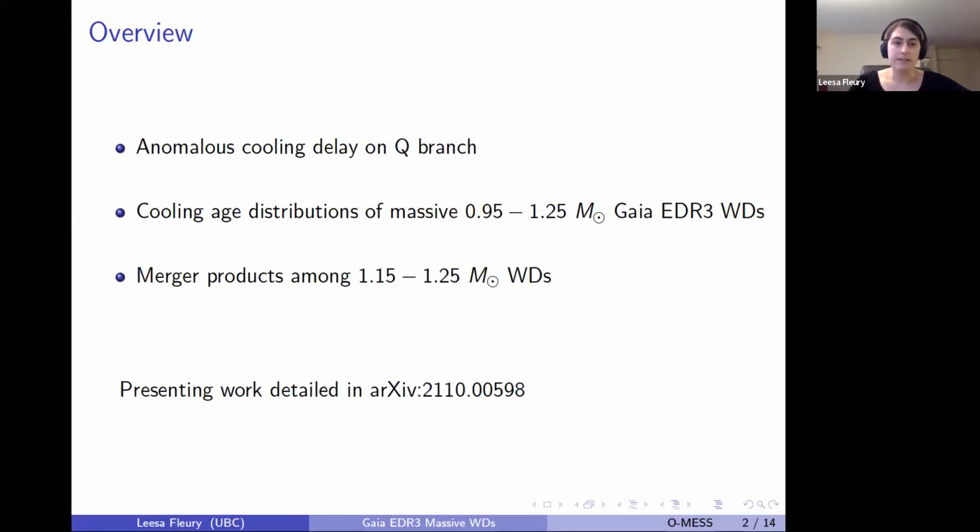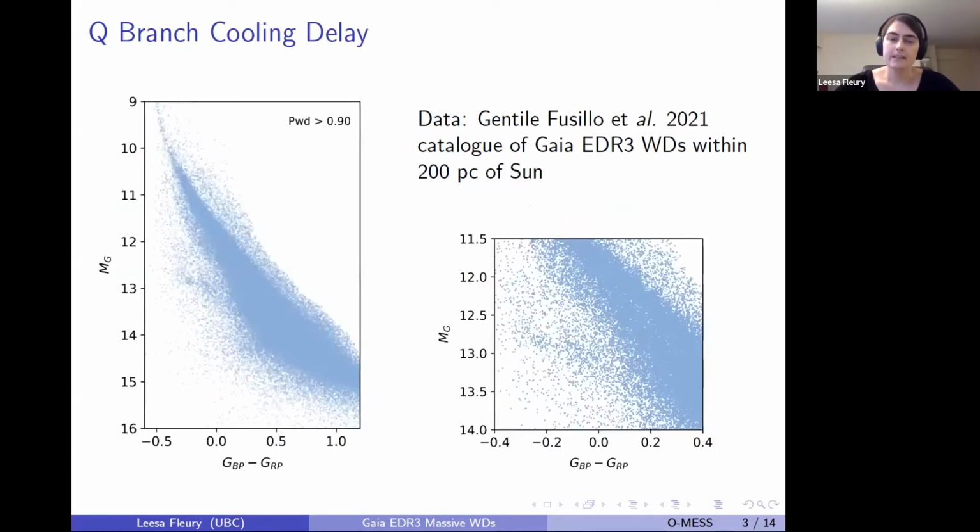So just to give a brief overview of what I'm going to cover, I'm going to start by giving some background about the Q branch, and in particular the anomalous cooling delay that's been talked about for white dwarfs on the Q branch. I'm going to spend a lot of time talking about the cooling age distributions for massive white dwarfs in Gaia EDR3, and finish with a discussion of implications for merger products among the most massive of these white dwarfs. So all of the data that I'm using in this work comes from the Gentile Fusillo et al. 2021 catalog of Gaia EDR3 white dwarfs. I've selected a sample that's within 200 parsecs of the sun and have been identified as white dwarfs with at least 90% probability, as stated in that catalog.